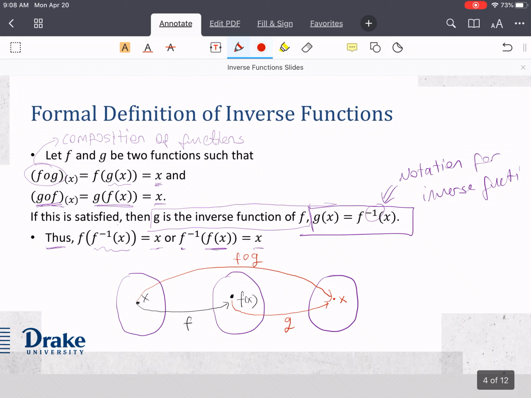And if the result is what we get in the first place, you input x and you get output x, then f and g must be inverse. And so for this reason, g is an inverse of f.